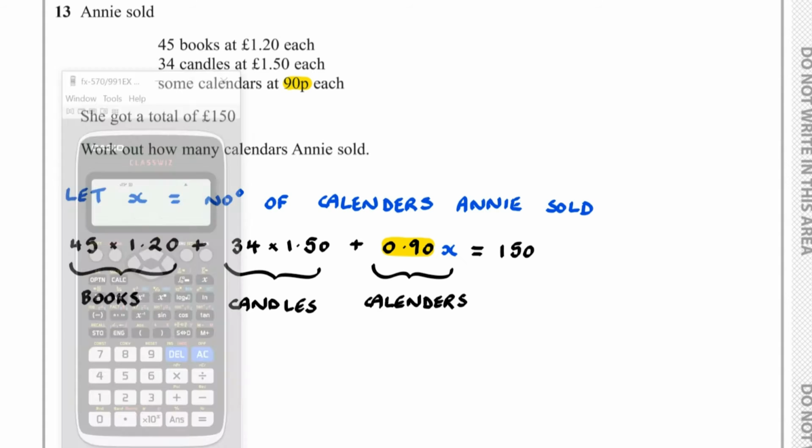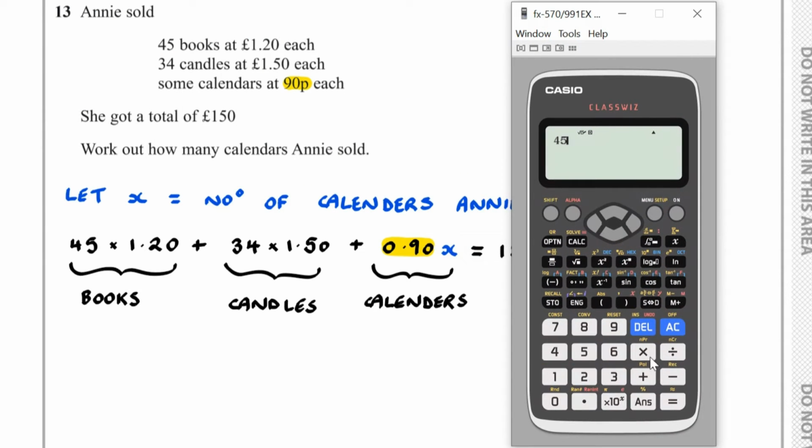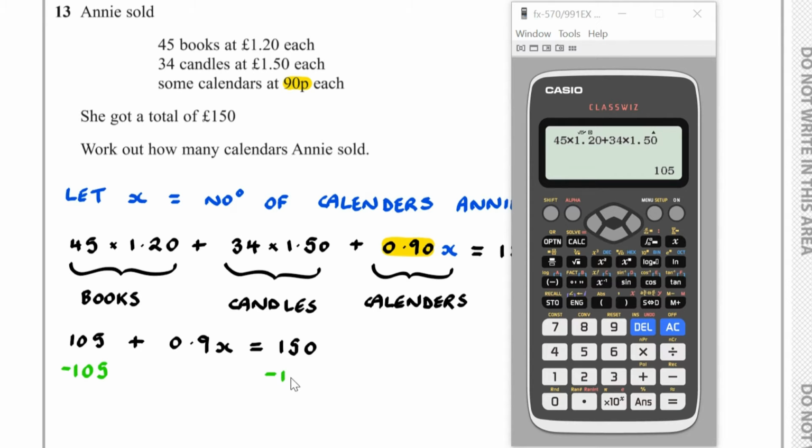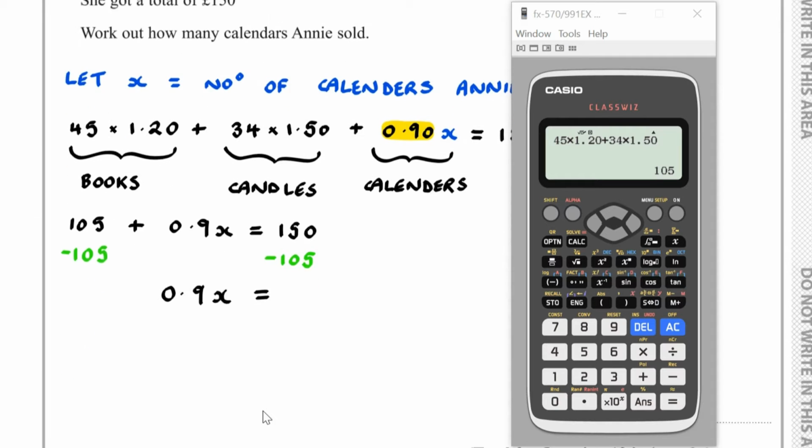So, if we work out 45 times 120 plus 34 times 150, it turns out we would get 105. So we have 105 plus 0.9x, that's equal to 150. So if I do 150 take away 105, so if I subtract 105 from both sides, that would mean 0.9x is equal to 45.